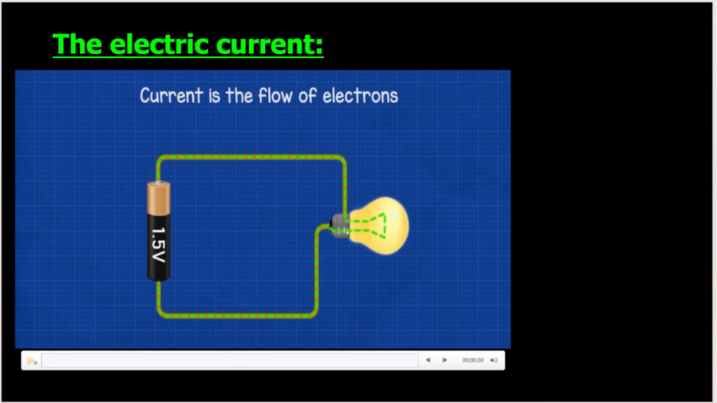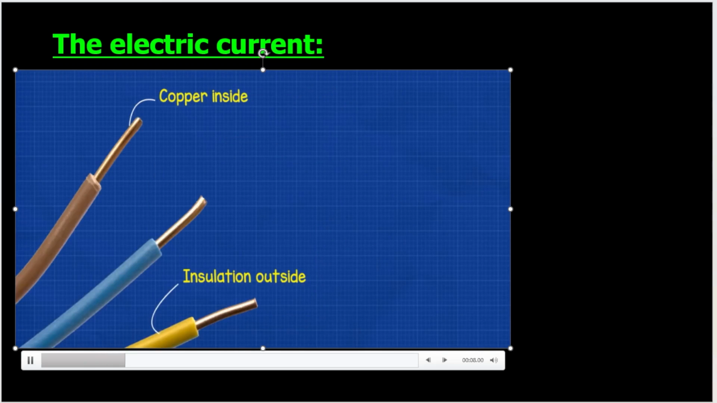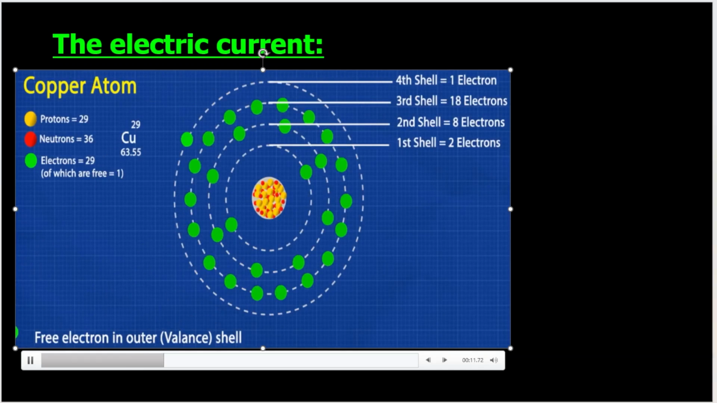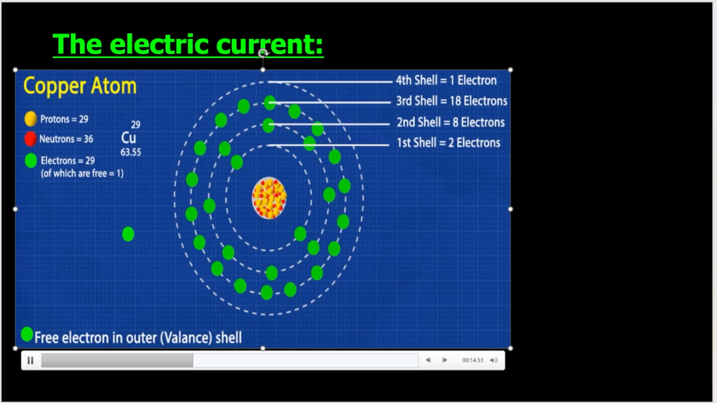So this can be done if we have a battery, because a battery will create something which is called potential difference. It will make one of the terminals having higher potential than the other terminal. So the current will flow from the high potential to the low potential.